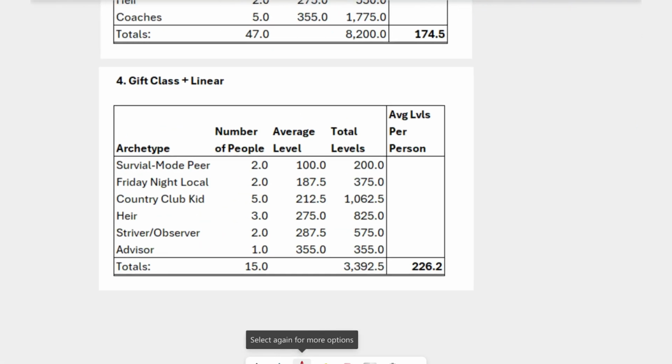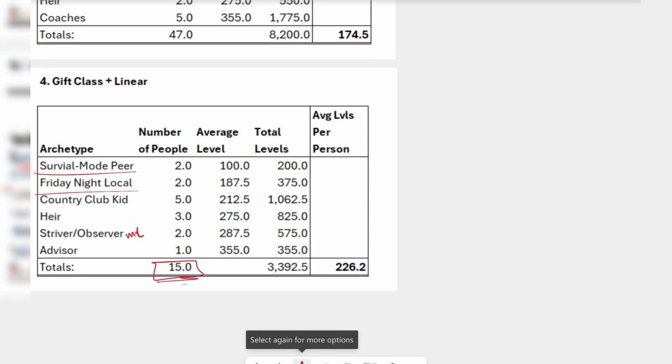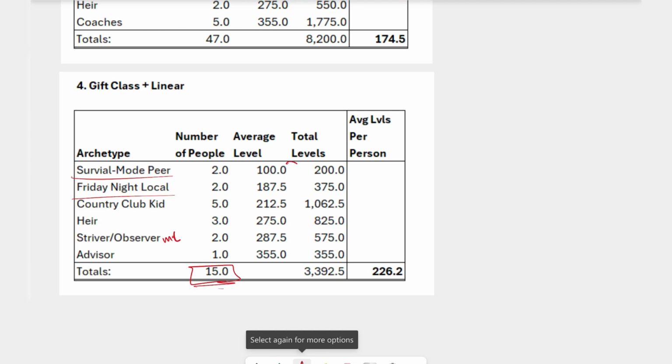And so this gifted class, what I've done here is I've got the archetypes. Friday Night Football Kid, Survival Mode Peer, Country Club Kid, the Heir, the Striver, which is me, and our advisor. And these are the number of people in the gifted class, right? And so there's 15 total people in class. And we've given two survival mode guys, 2 Friday Night Lights guys, which we introduced in the previous videos, 5 Country Club Kids, 3 Heirs, 2 Strivers, and we've gone with their average levels here.